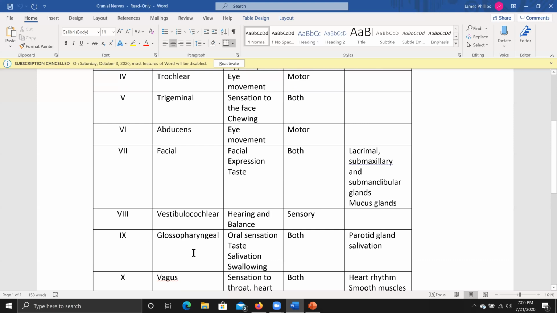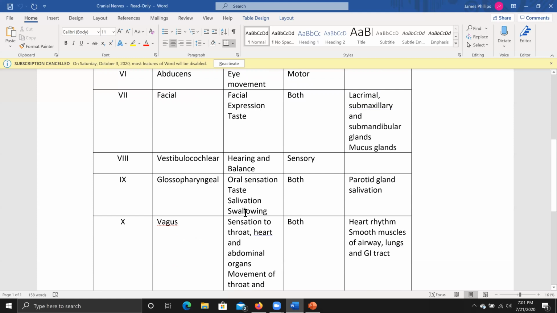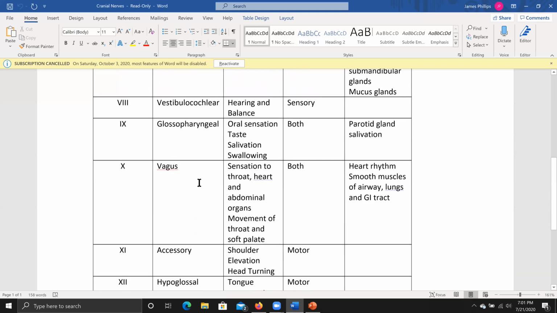Cranial nerve number 9 is glossopharyngeal, okay? Oral sensation, taste, salivation, swallowing. It's both, and the parasympathetic component is salivation. Vagus nerve, the vagus nerve. Eleven of the cranial nerves stay in the head and neck area. One cranial nerve innervates essentially the entire abdomen, okay? Essentially the entire abdomen and its contents, and some of the thoracic contents. That's cranial nerve number 10.